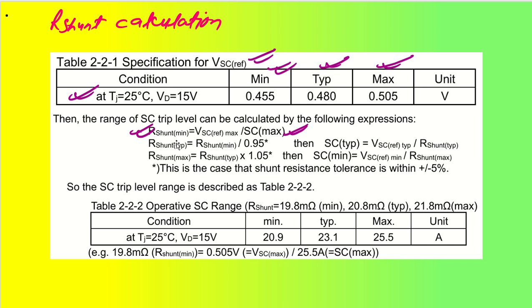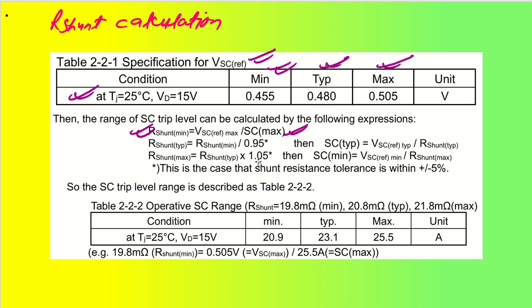Similar to that, if we want the R shunt typical value, then we take 95% of the minimum value that has been calculated, and if we want the maximum value of the shunt resistor, then we take 105% of that.